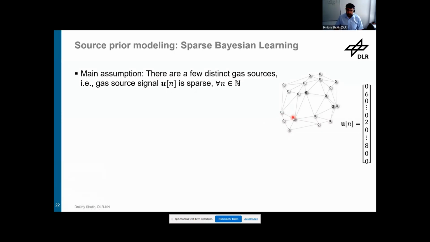Which you actually see here, right? So this is a non-zero value, this is a non-zero value, these are all zeros, and this is another non-zero value. So in this case, we have a vector with n components, a very large vector, which describes the whole discretization of our spatial domain. But there are only 3 components that are non-zero. This is how we model it.